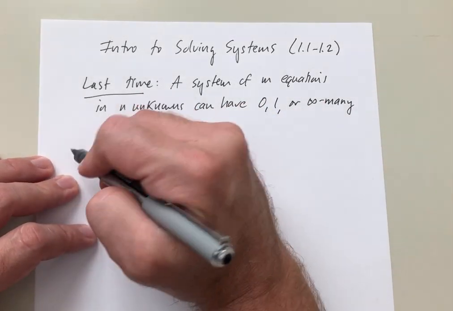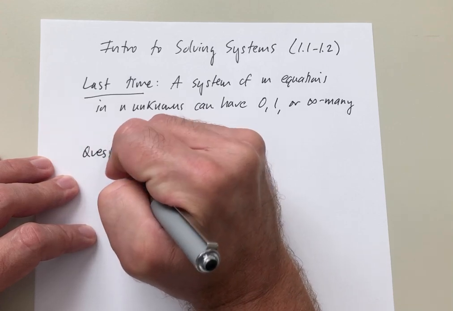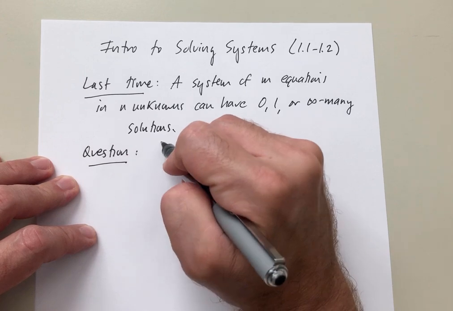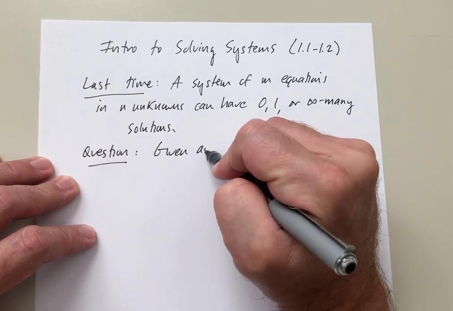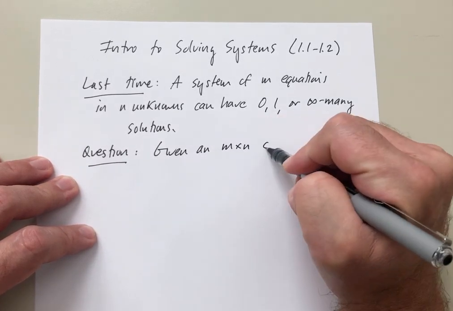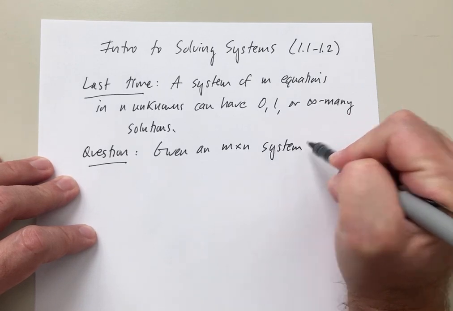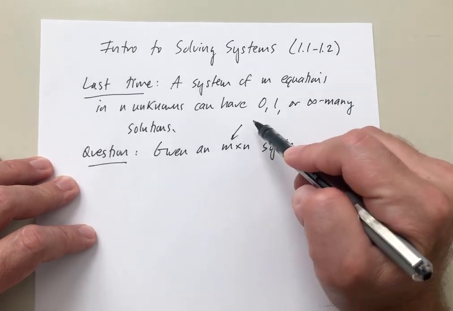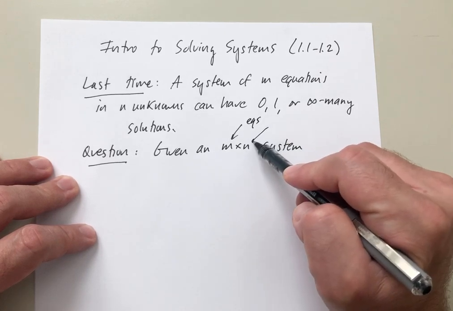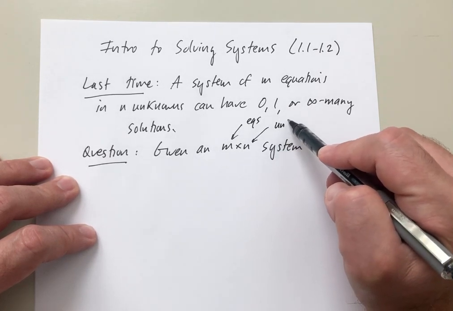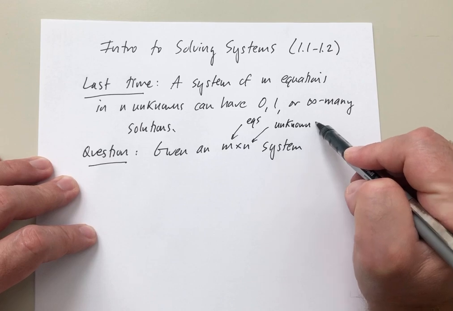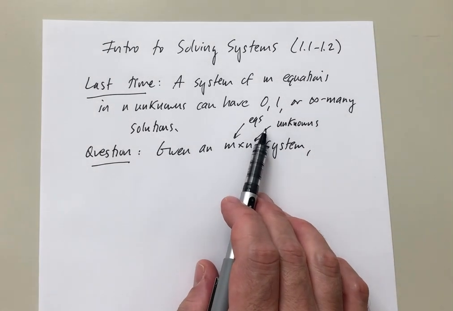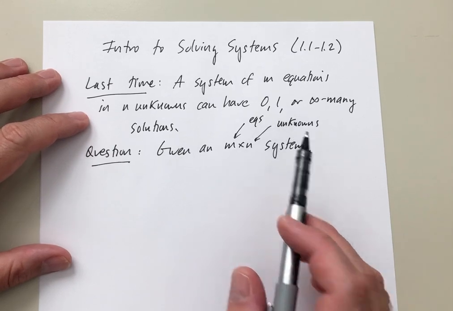So our question, the main question then is, given an m by n system, okay, so this is my notation that I have m equations and n unknowns. This is the number of equations, and this is the number of variables or unknowns. If you give me one of these, I know just going into the game that there's going to be 0, 1, or infinitely many.